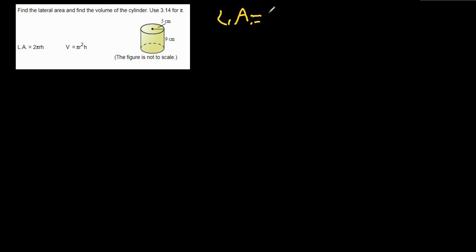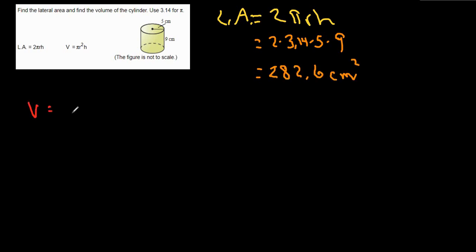So we're going to have 2 pi r h. So we want to identify each part, and we're going to use 3.14 for pi. The radius is halfway across the center of the circle. Okay, we have that, which is 5. And then we have the height, which is the height of the cylinder. That's 9. And when we put that into the calculator, I came up with 282.6, and that'll be centimeters squared.